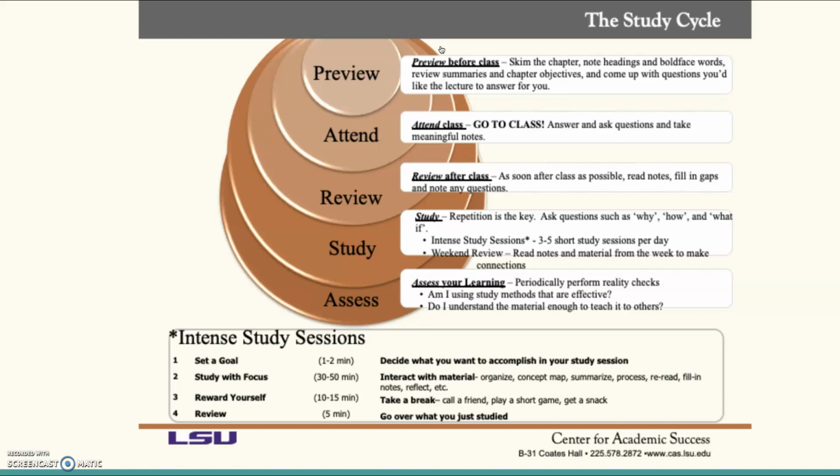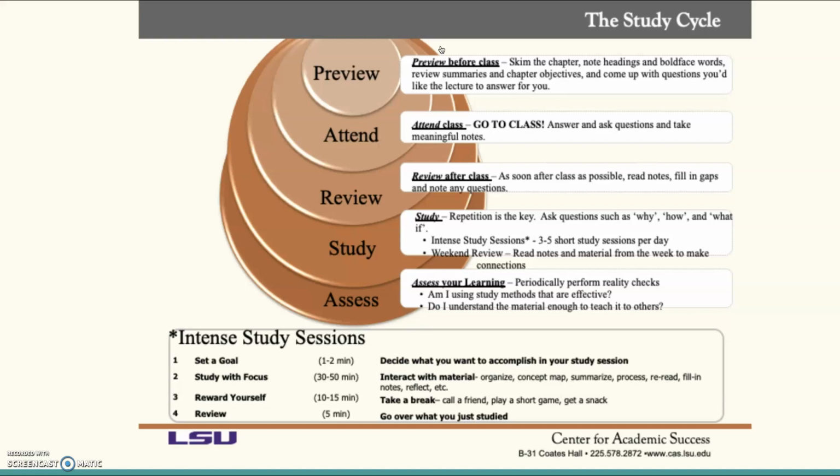The fourth step is an intense study session. Intense study sessions should happen 3 to 4 times daily, and these are short bursts of studying, really intended on looking at the why, the how, and the what of the course content that you're looking at.